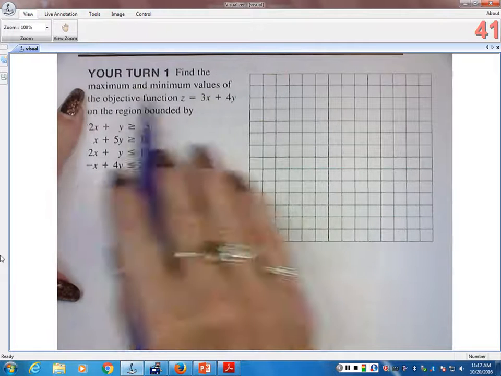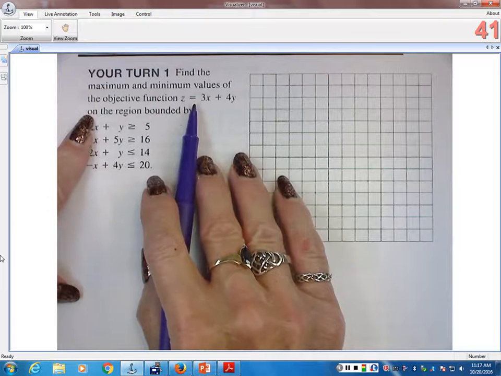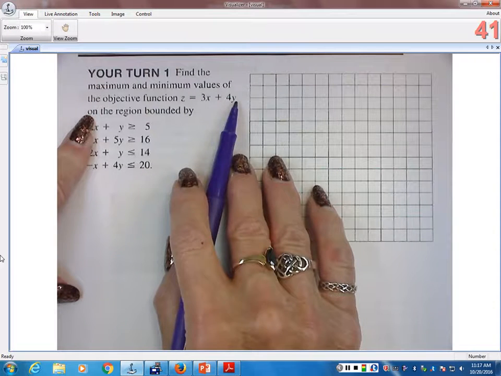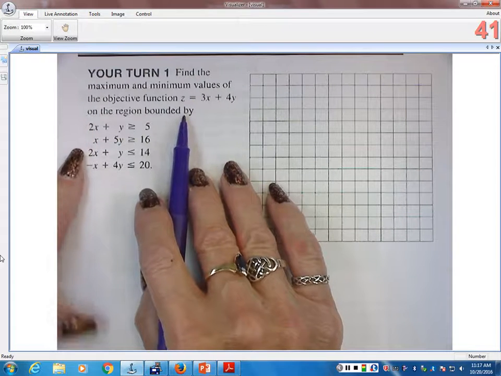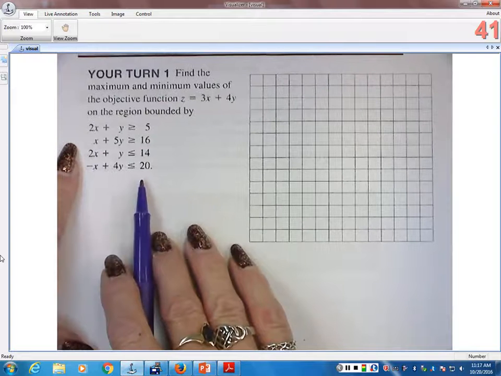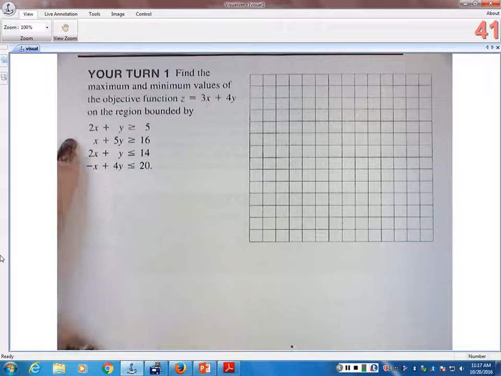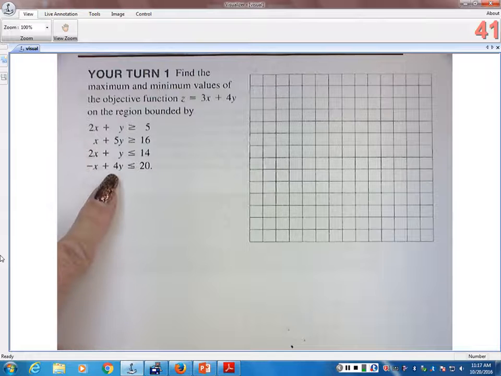This is find the maximum and minimum values for the objective function z equals 3x plus 4y on the region bounded by these constraints. So we have a whole bunch of constraints. And just for the sake of argument on this one, I'm actually going to graph this one on the calculator rather than doing it by hand, just to save time. You can graph it by hand if you want to do it. This time I'm going to do it on the calculator just to save time.